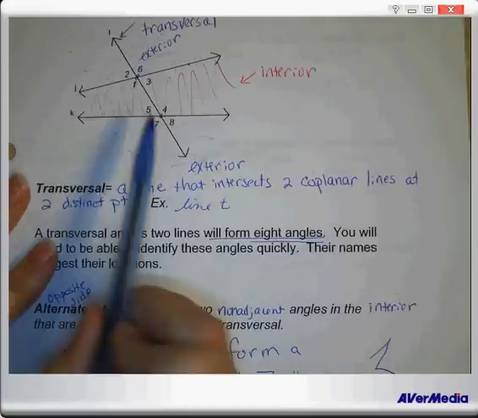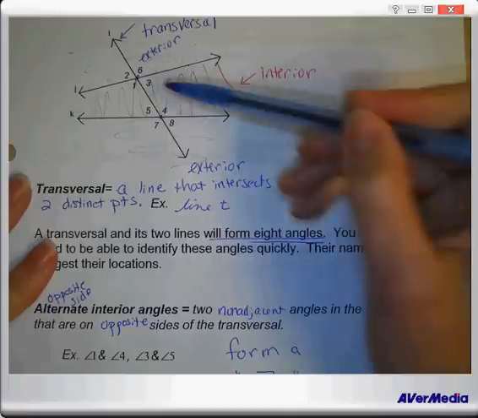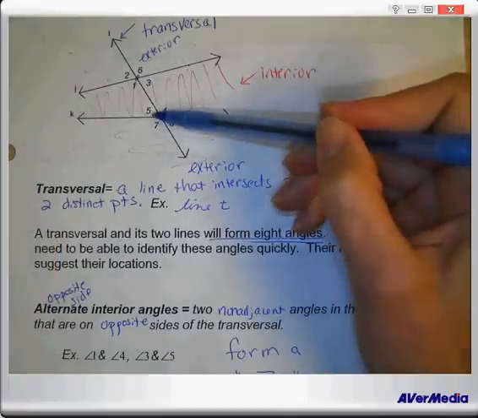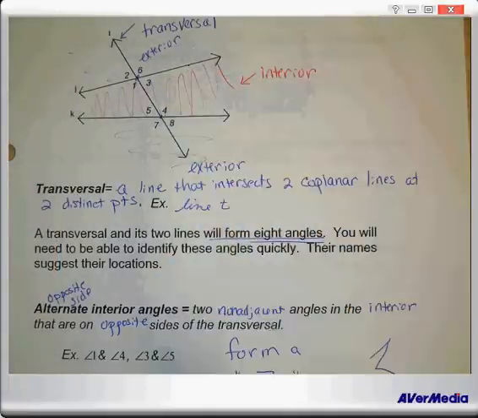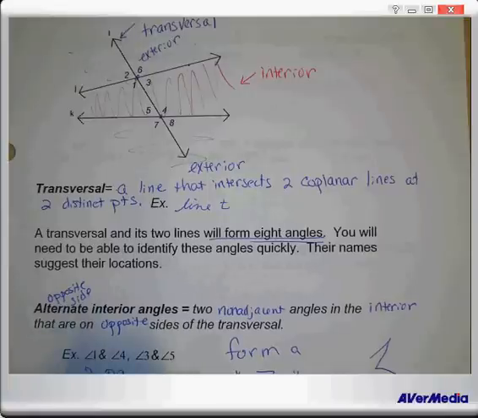So 1 and 4, well, that means 3 and 5, they're on opposite sides, and they're non-adjacent also, so 3 and 5. So how many alternate interior angles are you going to have? 2 pairs. All right, let's look at the next ones.